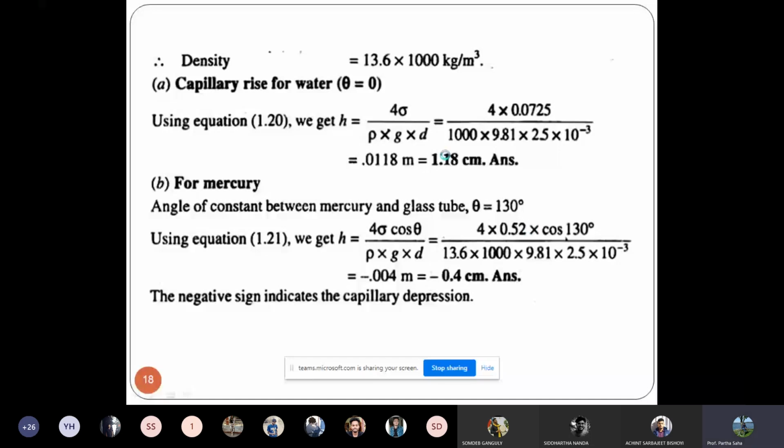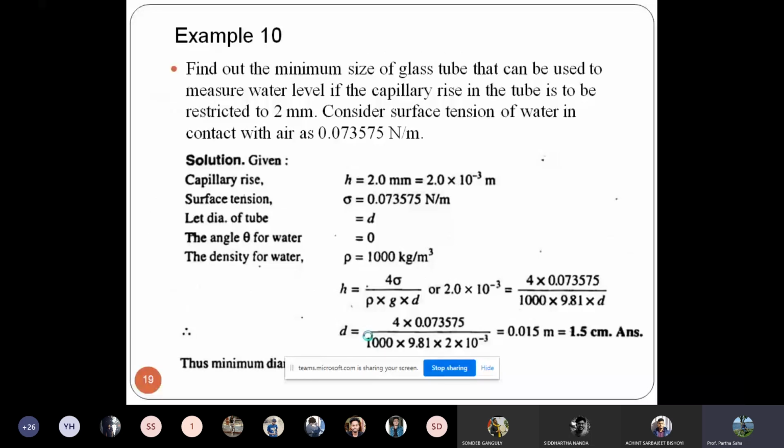The reason is very simple, because the wetting characteristics are different for water and mercury. One wets, the other does not wet. So the water is going to rise, and mercury is going to fall. Next example, similar: find out the minimum size of the glass tube. Here you have to determine the size. Capillary rise is given as 2 millimeters. Surface tension is given as 0.073575. For water you consider the angle as 0. So the density of water is given. Using h equals 4 sigma over rho g d, you put in all the values and calculate d as 1.5 centimeter. So this is very straightforward.